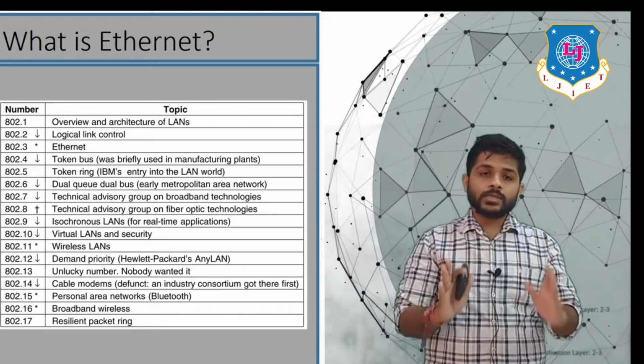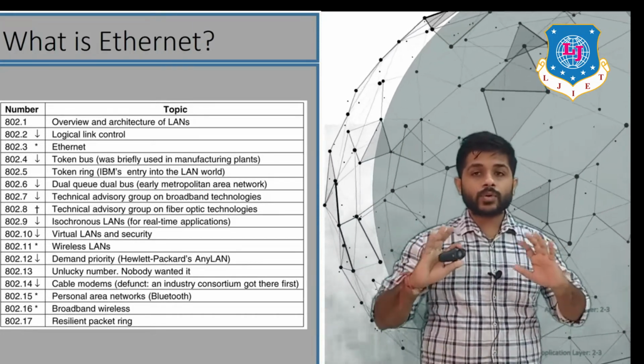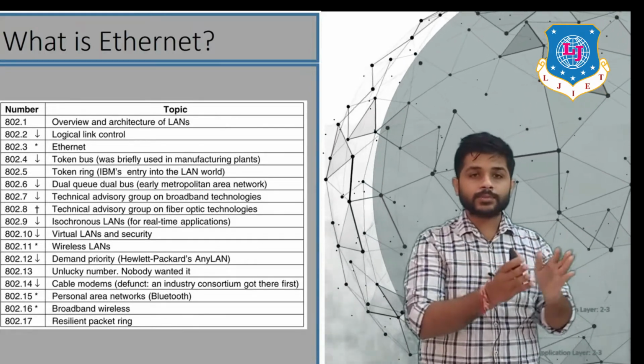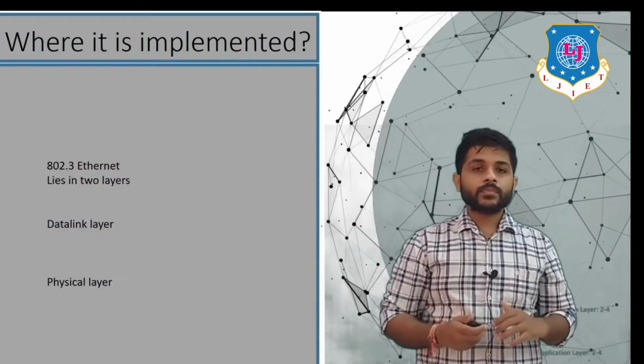So 802 is the master project in which they have specified that if you want to create a local area network, these are the steps that you need to follow, these are the procedures that you need to do.